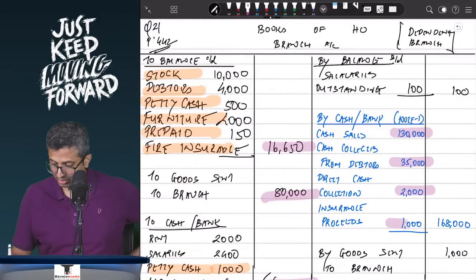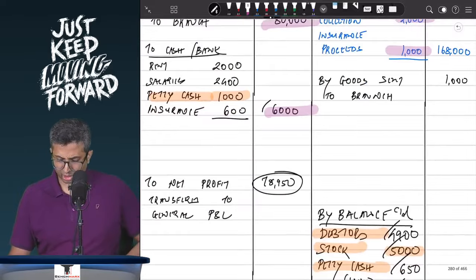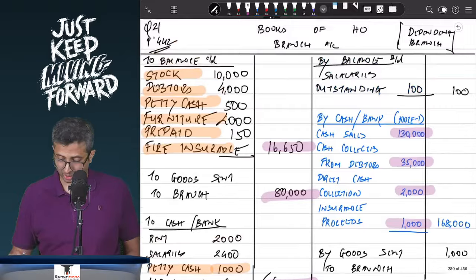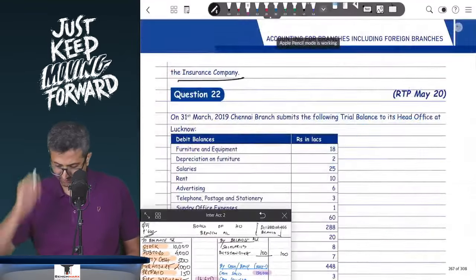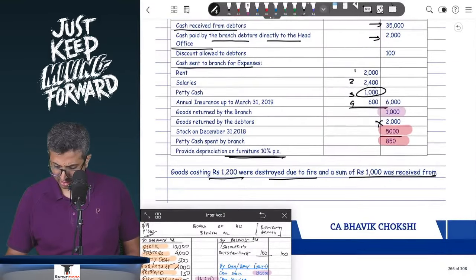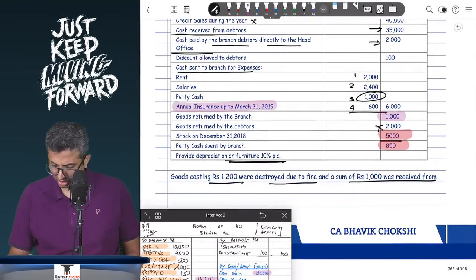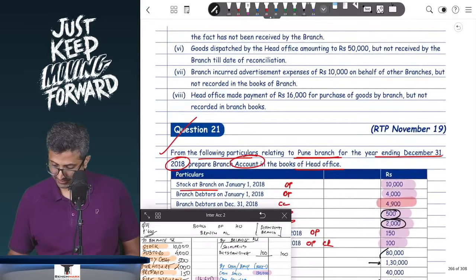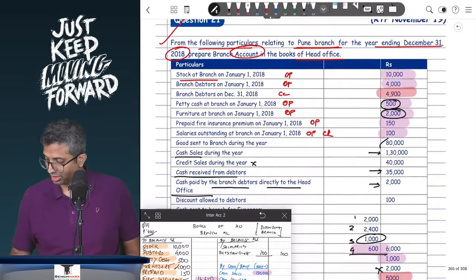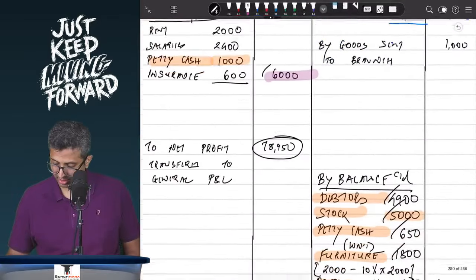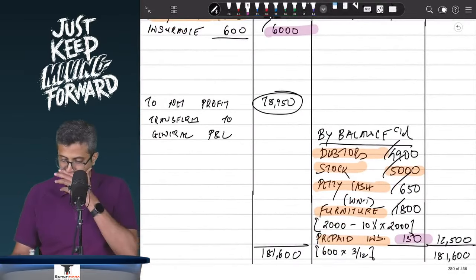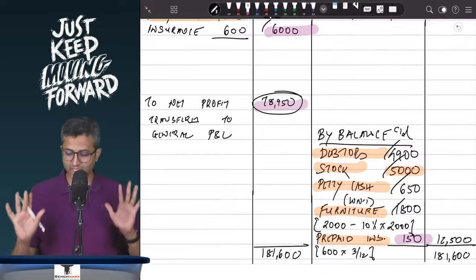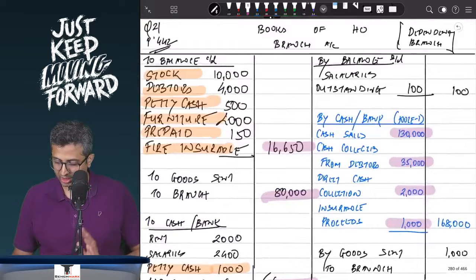Now the only thing which is remaining is finding the closing. Now there's nothing even regarding salary outstanding. However, your opening prepaid insurance, I think, was 150. Annual insurance up to 31st March is 600. This is up to 31st March. This is 600 divided by 4. 150 of this must still be prepaid, and that's about it. So if you find the balancing figure, this is 78,950. This will give you the net profit to be transferred.